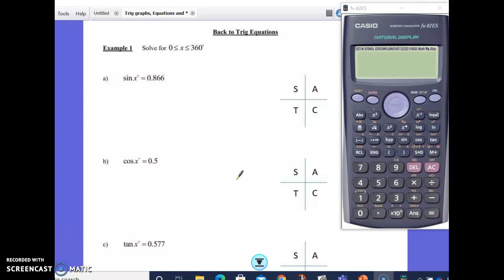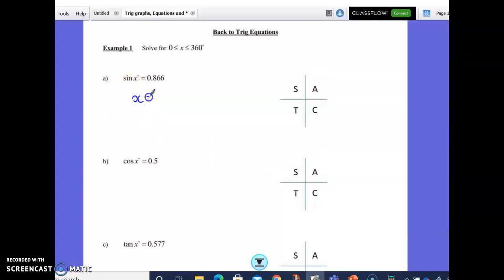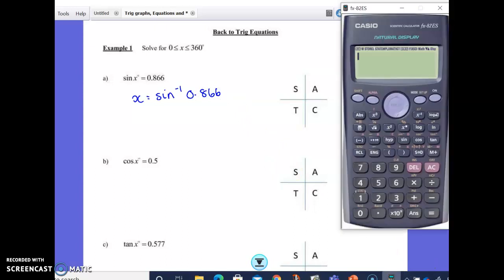Okay, the first question I have here is sine x equals 0.866. So to get my first answer, I need to do second function sine of 0.866. So we type that into our calculator. And try this on your calculator just now, because it helps to know that your calculator is working properly. So we press shift, sine, put in the number.